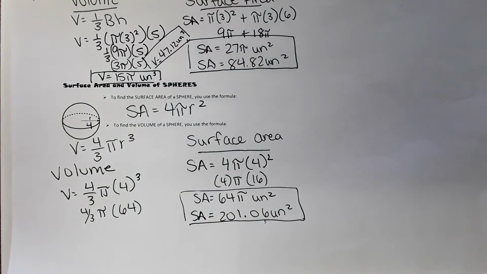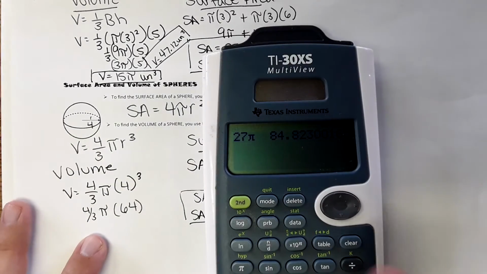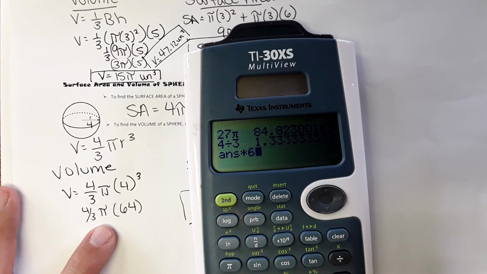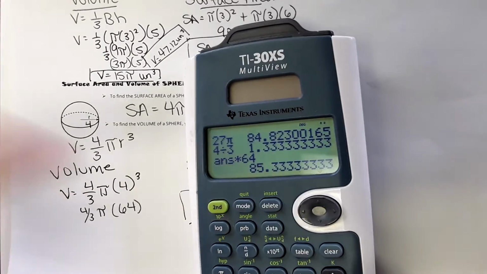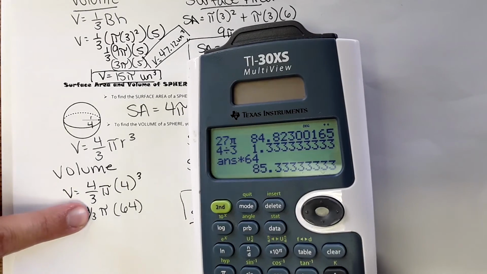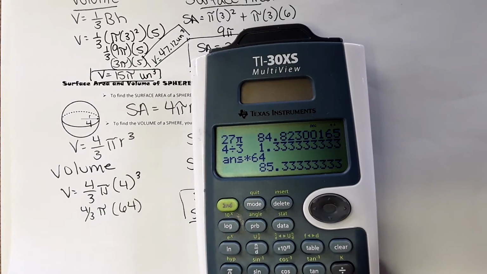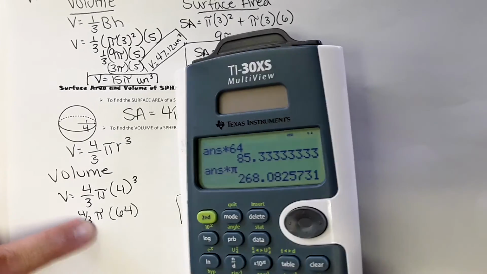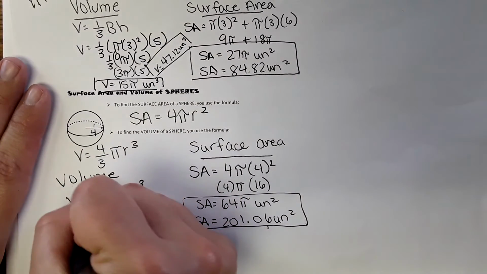In a calculator with the 4/3, the best way to go about it is 4 divided by 3, and then times 64. I get this decimal, 85 and 1/3. If I left it in terms of pi, it would be 85 and 1/3 pi. I guess you could do that, but I'm just going to multiply it by pi. And I get 268.08.